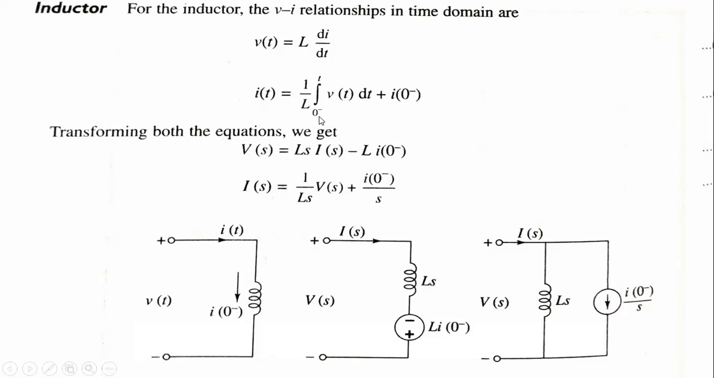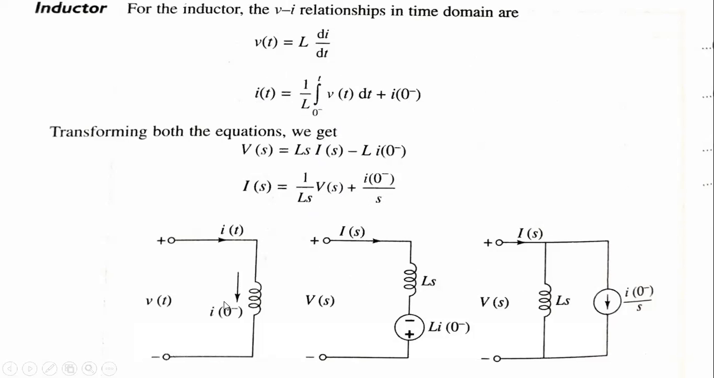We remember this integral part, so we need to apply it twice, initial and the final. So this term is the initial term. So L of s of I of s, L of I of 0 minus. Similarly, I of s, 1 by L of s will be there, and v of t will be converted into V of s, I of 0 minus divided by s, in this way.